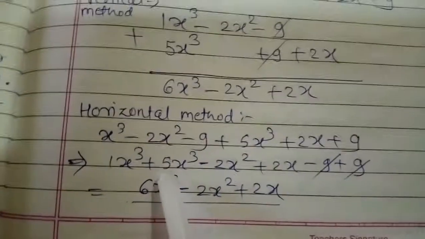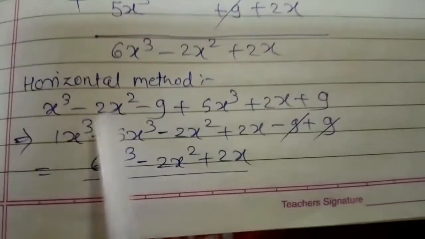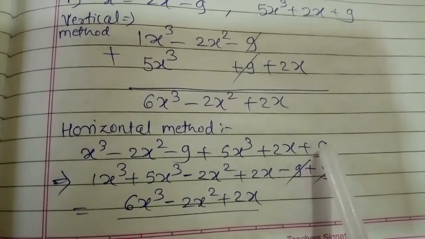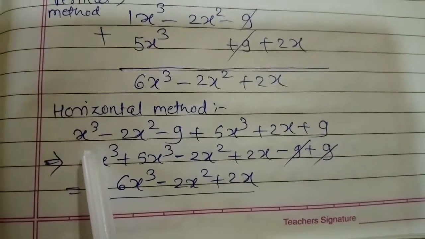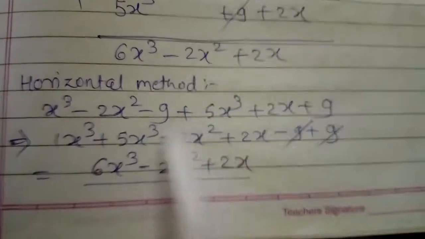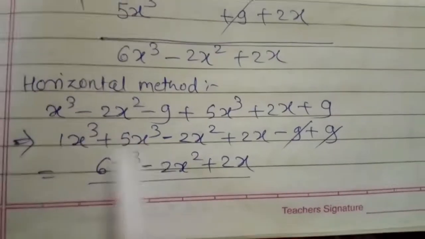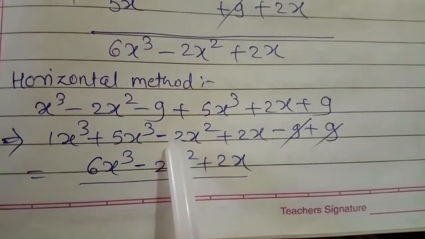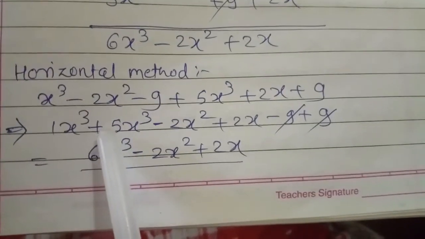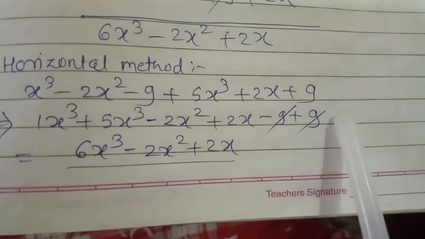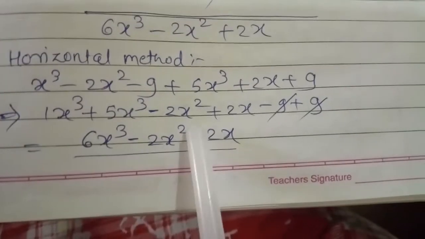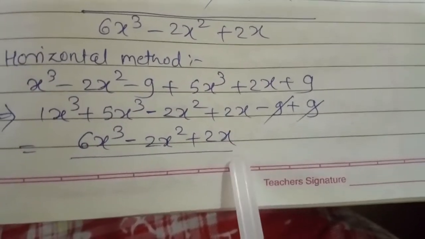And similarly we will solve it by the horizontal method. So you have to take the addition. This is your first polynomial, you write the plus sign, and this is your second polynomial. You write the similar terms near each other. So x cube and this x cube near to the similar term. After that 2x square, then the x term, so you write the terms in descending order, minus 9 and plus 9. Both these terms will get cancelled. So 1x plus 5, you will get 6x cube minus 2x square plus 2x as it is.